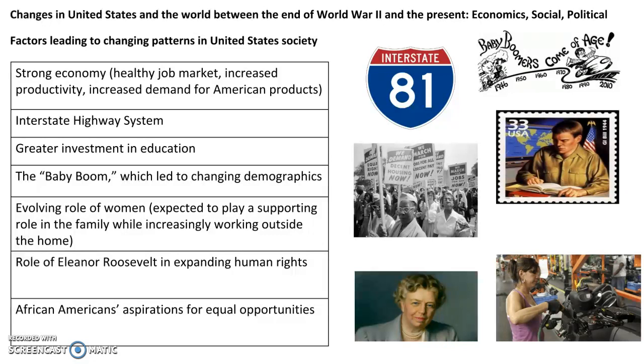It says we had a strong economy, which means we have a healthy job market. Unemployment was like 3-4%. We had increased productivity. We made a lot of products, a lot of washing machines, dryers, stoves, microwaves, TVs, cars, ready-made clothes. So we made a lot of products made in America. We're a very strong country. We still are today. Then the interstate highway system.